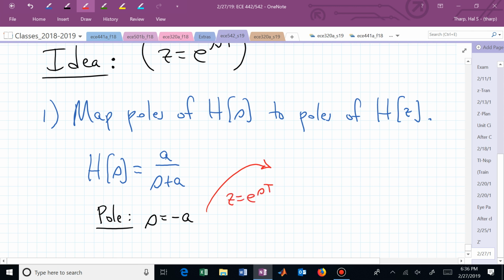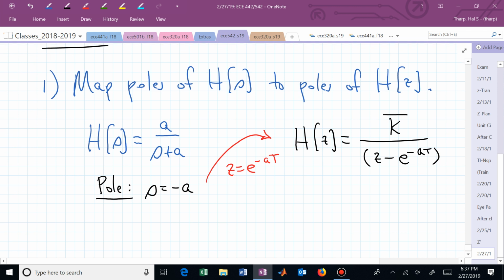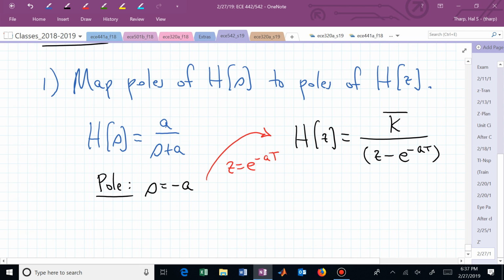We now go through this mapping. z is equal to e to the sT, which if we replace s with -a, we have z is now e to the -aT, and in our z domain version, we would now say, oh, this is z minus e to the -aT. I now have a pole when z is equal to e to the -aT, and we'll have to worry about what the gain constant would look like. So we map poles of H of s to poles of H of z.